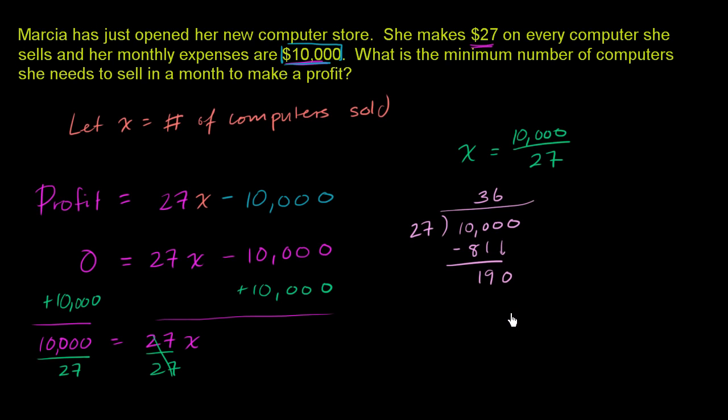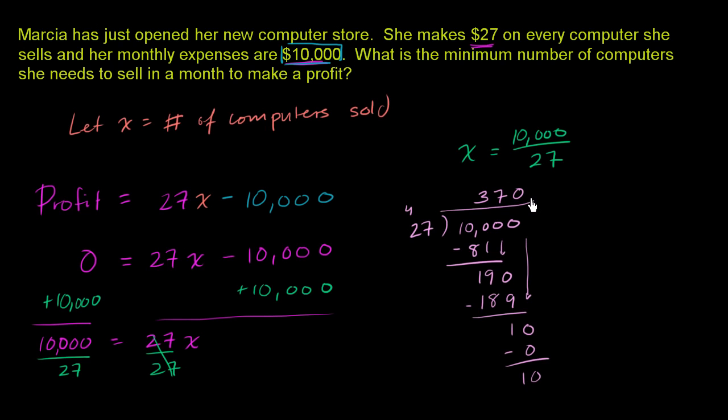Actually, 190 minus 162 is 28, so it goes 7 times. 7 times 7 is 49. 7 times 2 is 14 plus 4 is 18. There you go. So 190 minus 189, we get 1. Let's bring down another 0, and another 0. 27 goes into 10 how many times? It doesn't go into 10 at all, so we put a 0 right there. 0 times 27 is 0. Then we subtract and get 10 again.